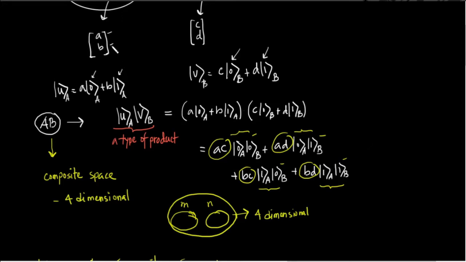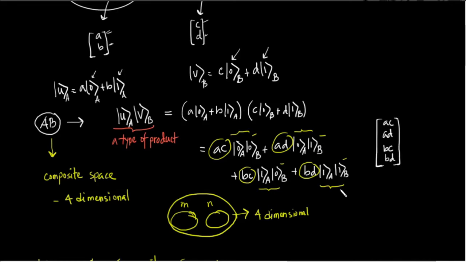You see, we needed two numbers in this column vector because our space A was two-dimensional. We needed two numbers in this column vector because our space B was two-dimensional. But our composite space AB is four-dimensional. So we need a four-dimensional column vector. What would be the components of this four-dimensional column vector? Well, the components would be AC, AD, BC, and BD.